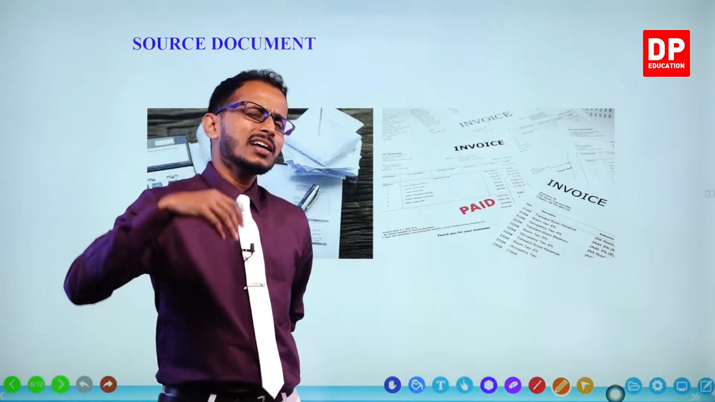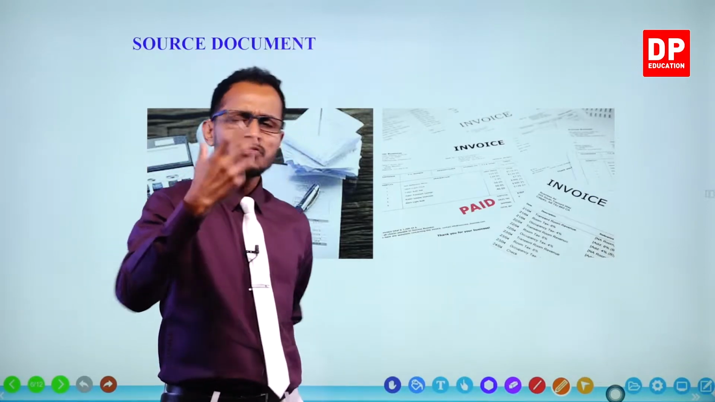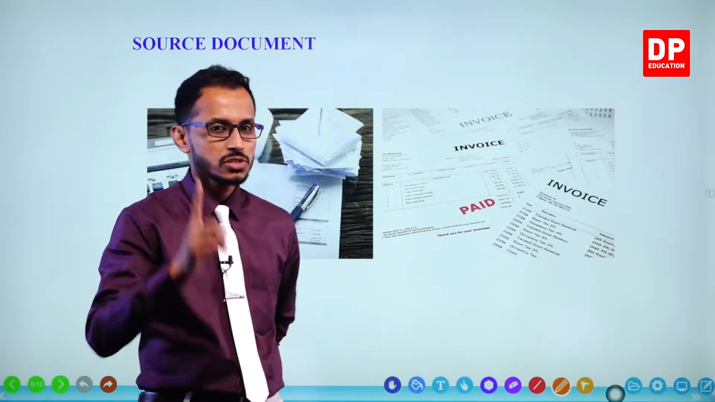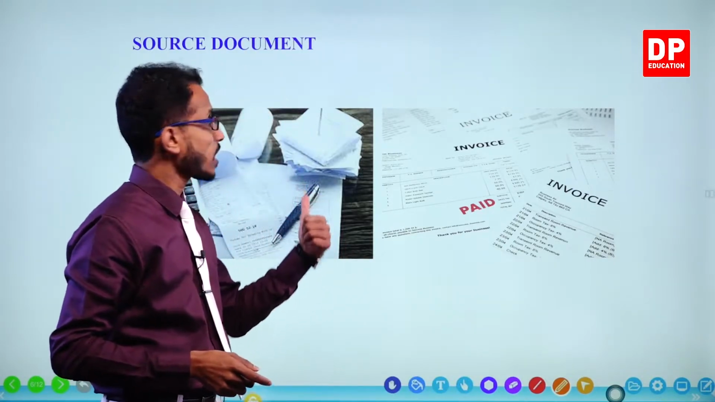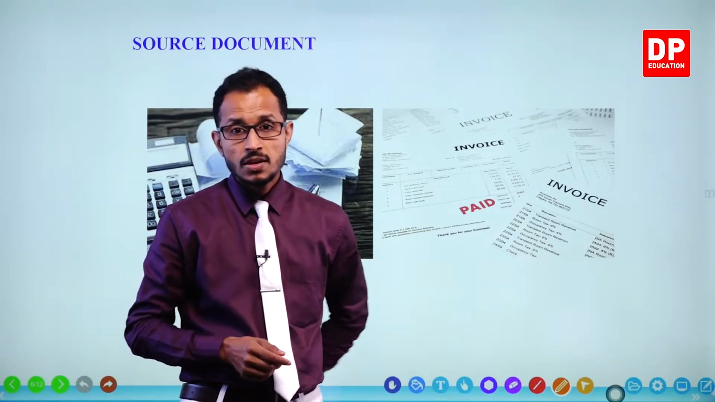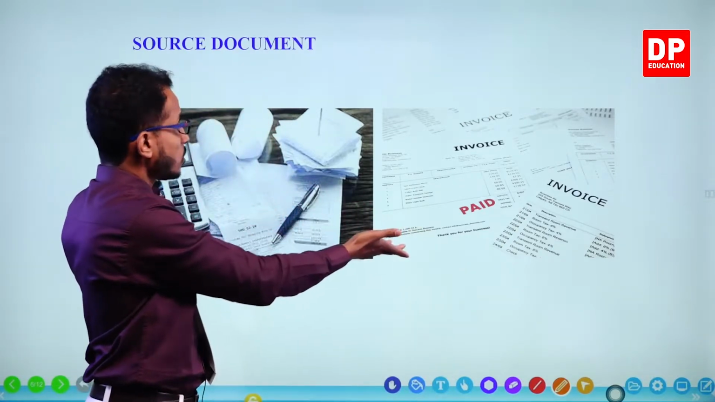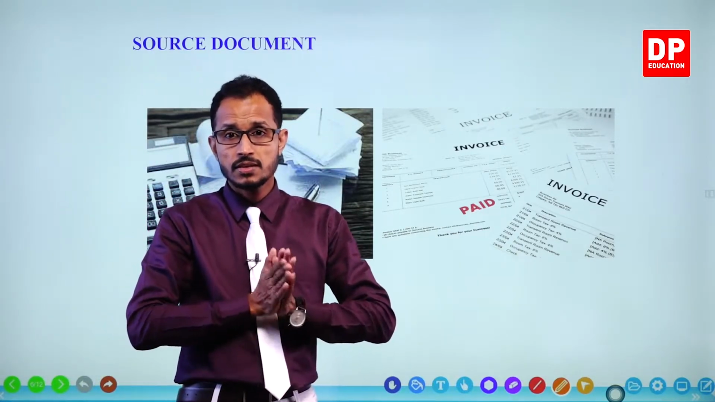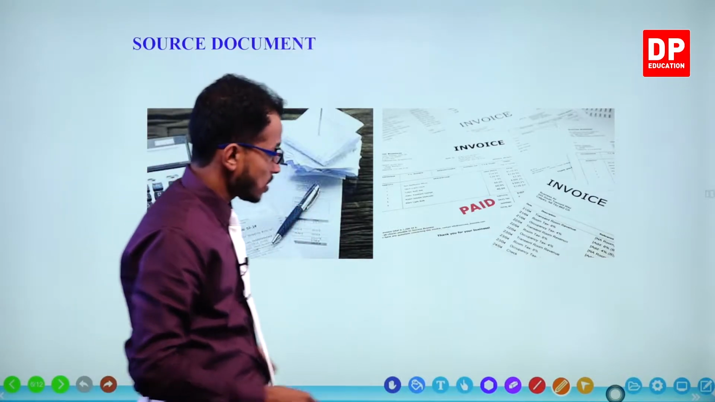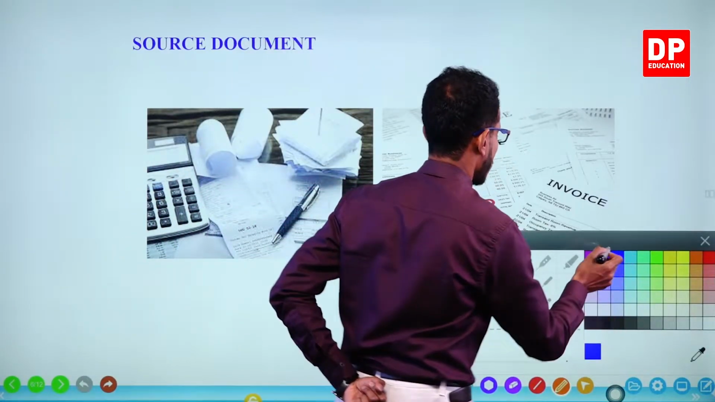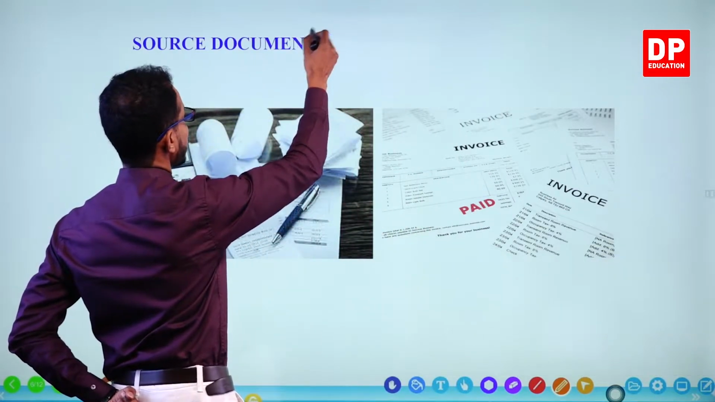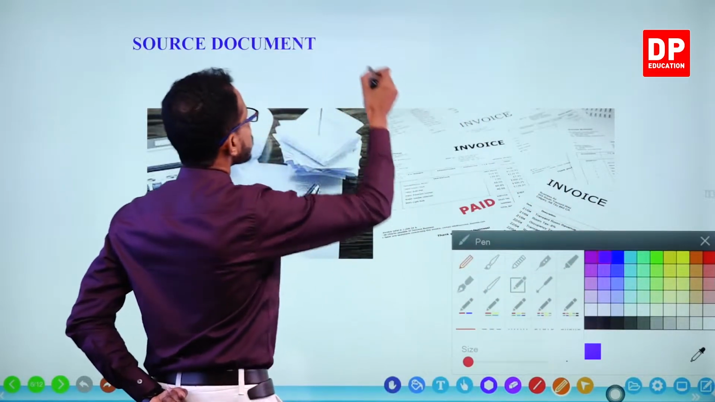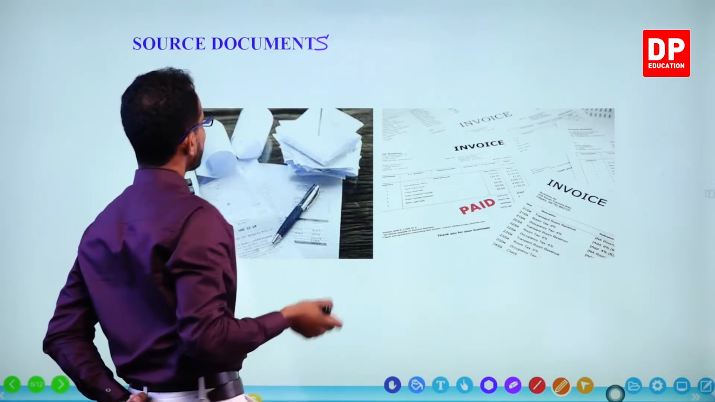I told you that there are other types of documents which are needed to record transactions in prime entry books. Well, here you go, children. These are those documents. We call them source documents. Source documents. There should be an S here. Source documents.